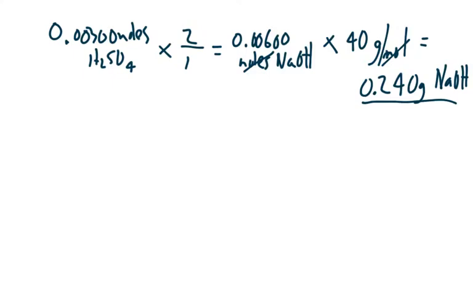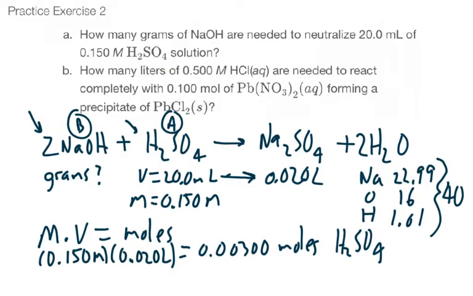Okay? Now let's go back. There is a part B here. We'll use this page here in just a moment. So part B, they want to know how many liters of 0.5 molar HCl are needed to react completely with 0.1 moles of lead nitrate, forming a precipitate of PbCl2.